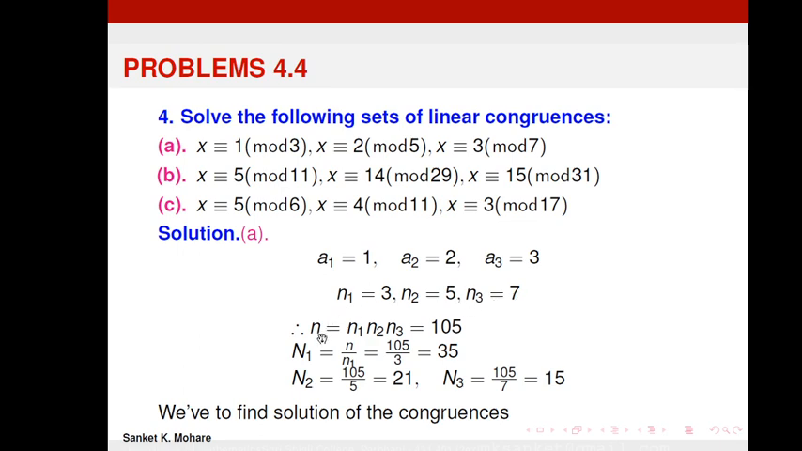So therefore small n is equal to the product of these, that is 3 multiplied by 5 multiplied by 7, which is equal to 105. Now capital N1 is equal to n upon n1, which is 105 upon 3, which is equal to 35. N2 is equal to n upon small n2, that is 105 upon 5, which is equal to 21. Capital N3 is equal to 105 upon 7, that is equal to 15.